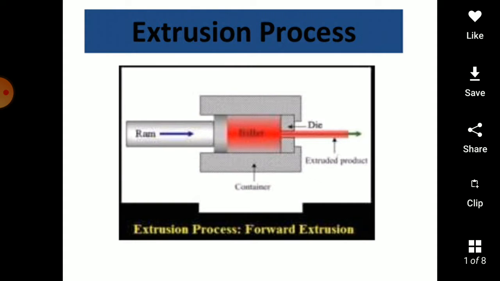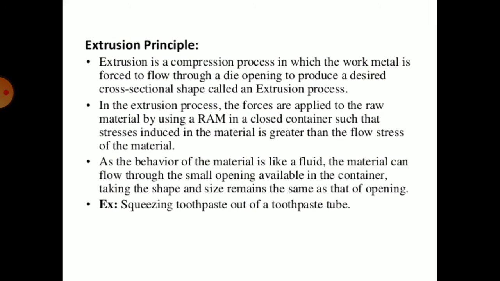So this is the diagram for the extrusion process, forward extrusion, in which there is a ram, die, extruded product, and container. So the principle of extrusion is like that. Extrusion is a compression process in which the work metal is forced to flow through a die opening to produce a desired cross-sectional shape, called the extrusion process.